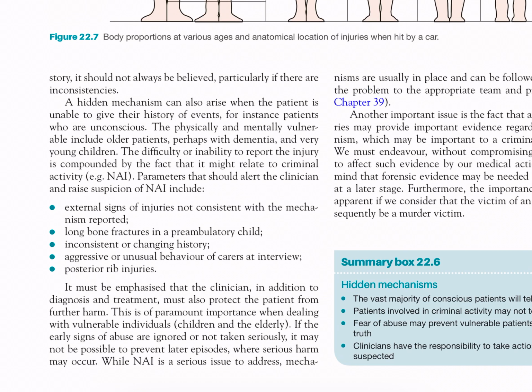A hidden mechanism can also arise when the patient is unable to give their history of events. For instance, patients who are unconscious, the physically and mentally vulnerable include older patients, perhaps with dementia, and very young children. The difficulty or inability to report the injury is compounded by the fact that it might relate to criminal activity, for example, non-accidental injuries. Parameters that should alert the clinician and raise suspicion for non-accidental injuries include external signs of injuries not consistent with the mechanism reported, long bone fractures in a preambulatory child, inconsistent or changing history, aggressive or unusual behavior of carers at interview, posterior rib fractures or posterior rib injuries.